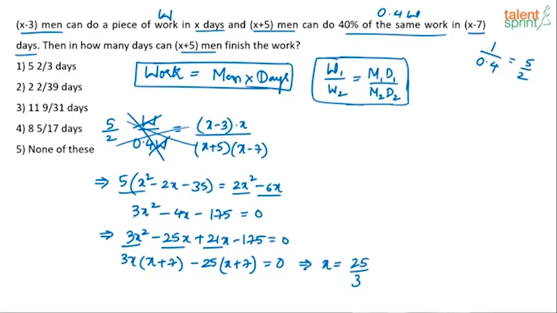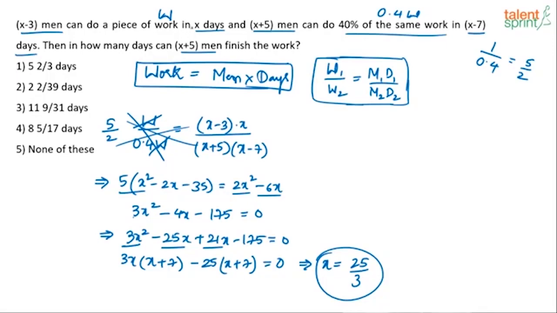3x minus 25 equals 0. So x equals 25 by 3. I am not writing the intermediate steps because that's a waste of time, assuming all of you have followed. You should know how to solve a quadratic equation. The moment you get x equals 25 by 3, you are done. Now what does he say? In how many days can x plus 5 men finish the same work?